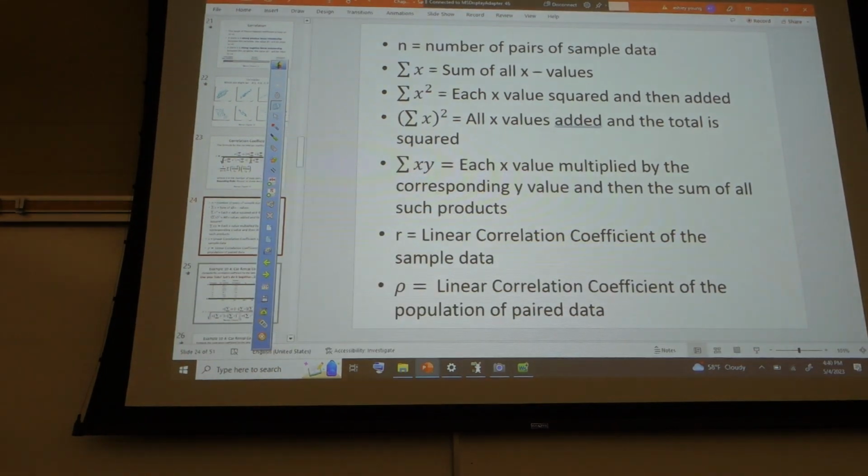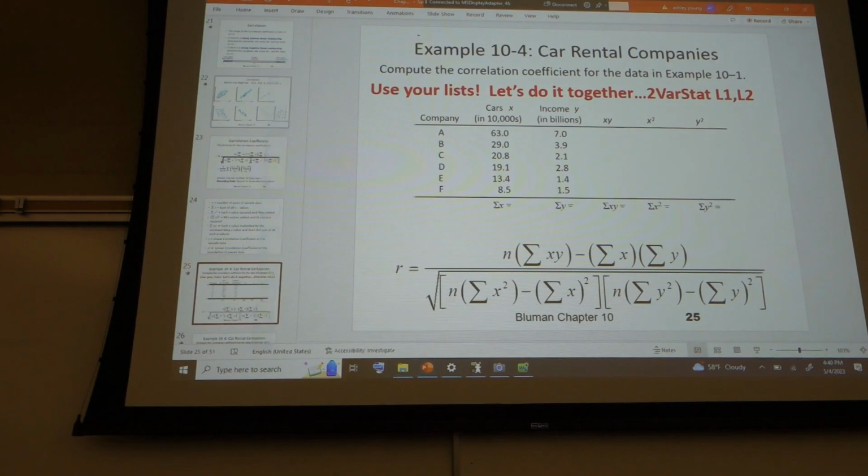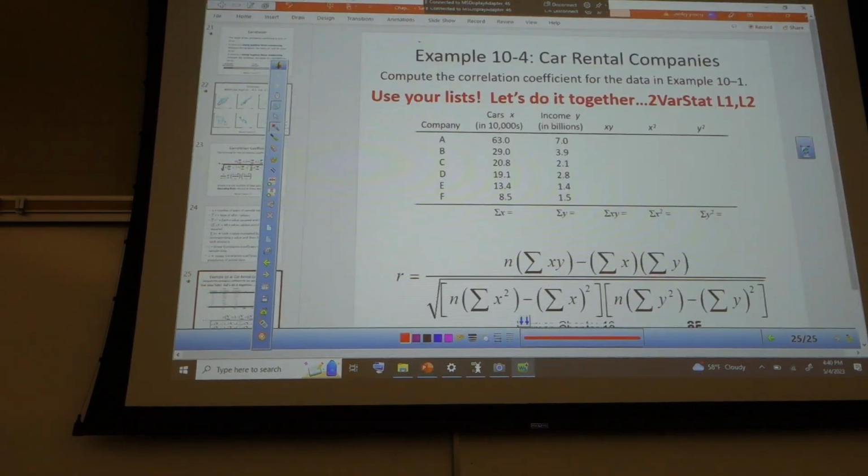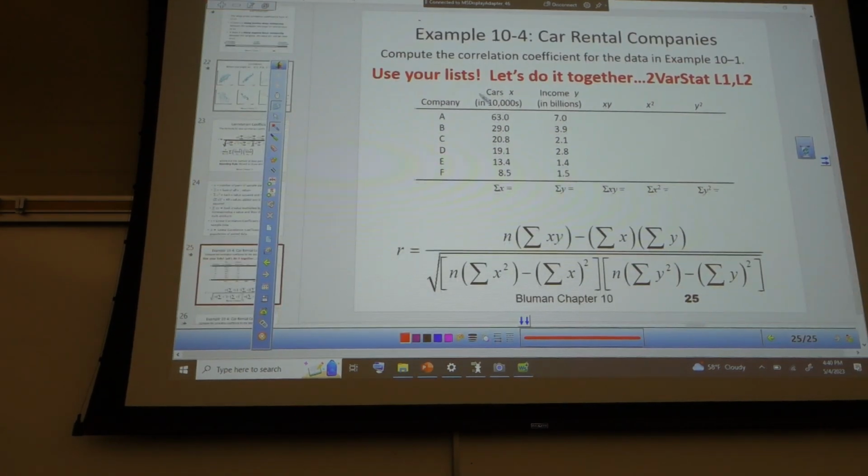All right. So what we're going to do is help make our list. We're going to put cars into list 1 and our income into list 2. Everybody do that.